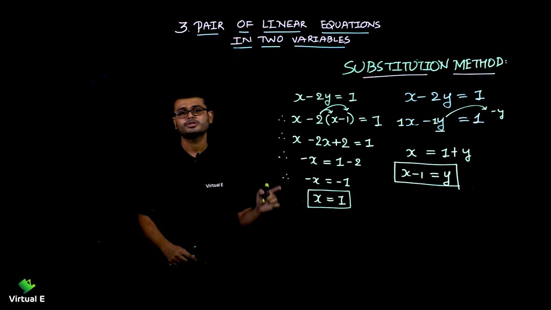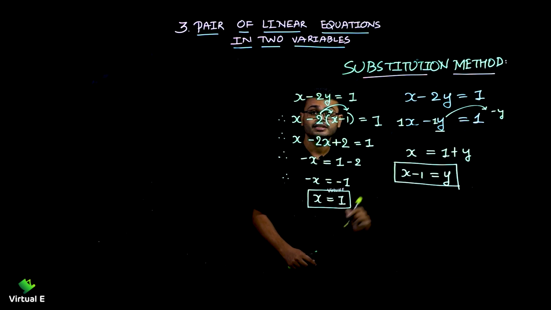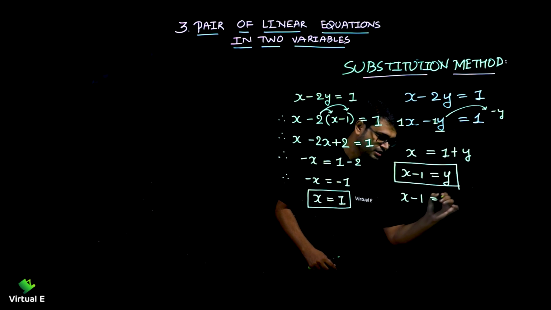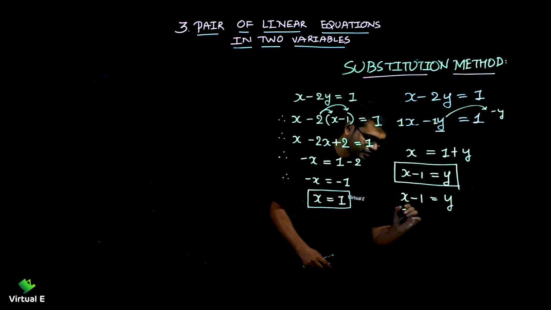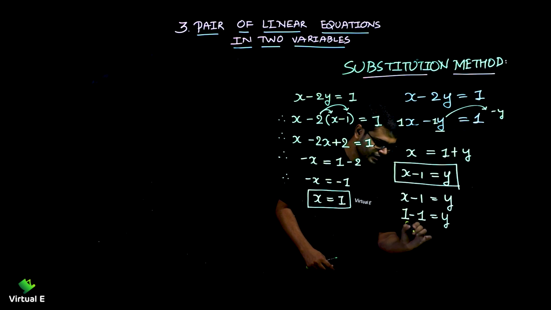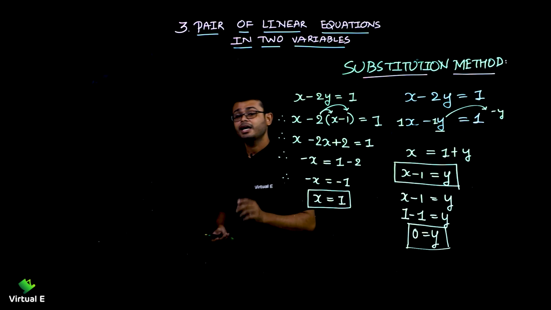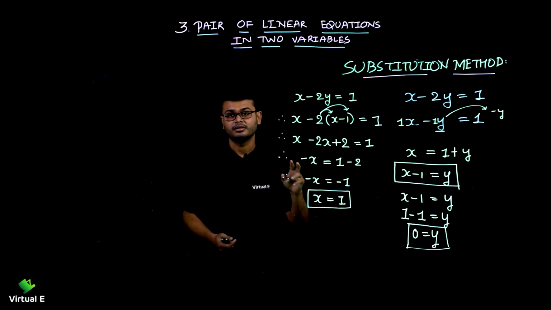I need to get the solution for y as well. So I am going to substitute x is equal to 1 in this equation. So x minus 1 is equal to y. I am going to put x is equal to 1 over here. So 1 minus 1 is equal to y. That will give me 0 is equal to y. So what is my solution for y? Which is 0. So we have got the same solution as we did in the previous method.